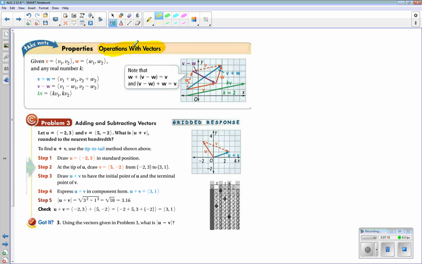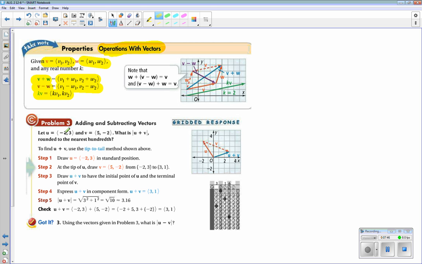What else are we going to do? So we have vector v, vector w. We're going to add them together. So adding 2 vectors, we add their first component and their second component. To subtract them, we subtract their first components and second components. And when we want to multiply by a scalar, we multiply each component by that scalar. So note that w plus v minus w is equal to v, and v minus w plus w is equal to v. All right, so let's see how this looks.